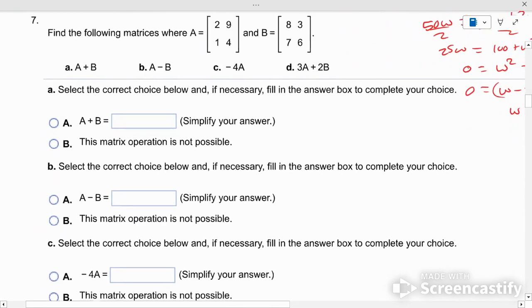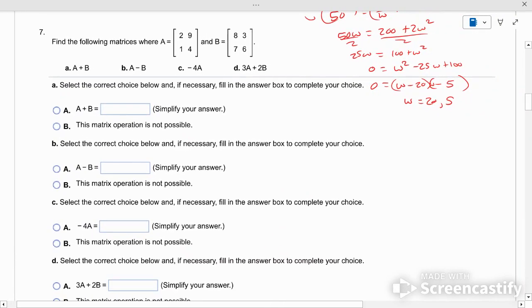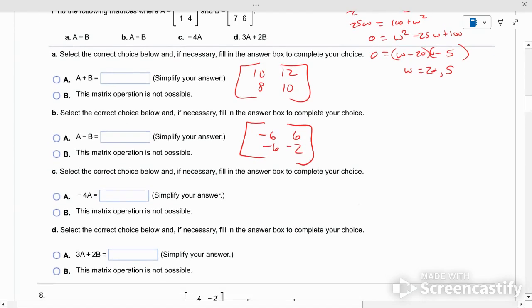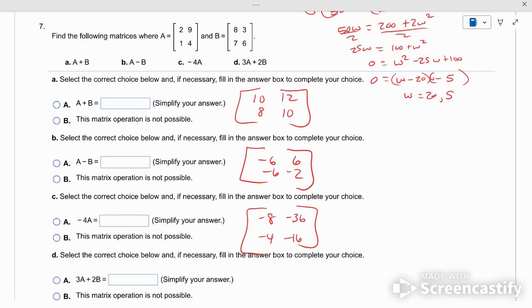All right. Then we have matrices. A plus B, we just add them. 10, 12, 8, 10. Subtraction, we subtract the corresponding terms. So negative 6, 6, negative 6, negative 2. Negative 4a, we take negative 4 times each number in A. So negative 8, negative 36, negative 4, negative 16.